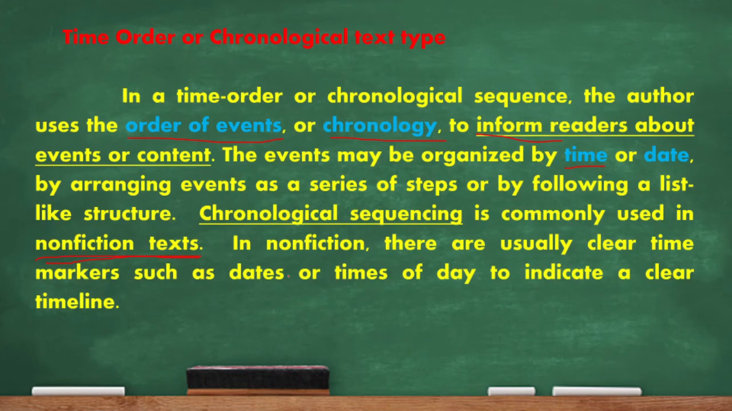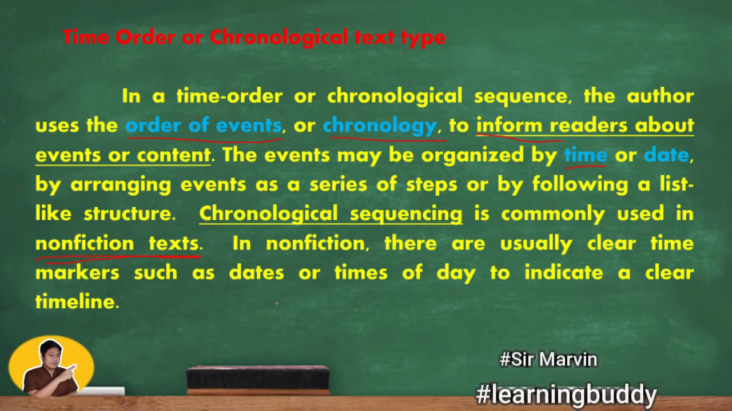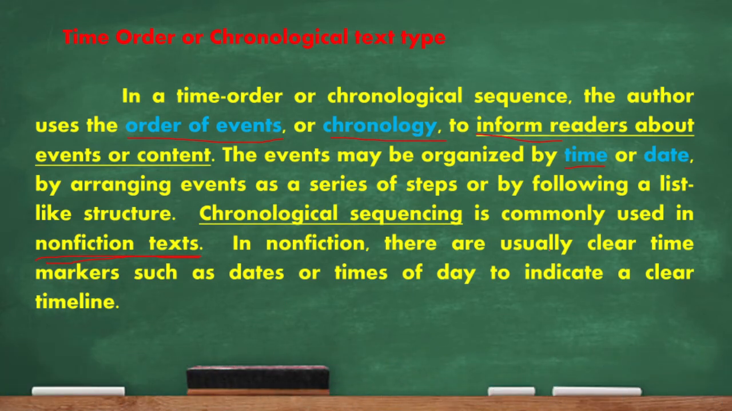Okay, as long as you are following a certain information or step on how to do something, or specific steps on how to create specific things, right? You are reading a time order type of text. In non-fiction, there are usually clear time markers such as dates or times of day or year or months, etc., to indicate a clear timeline.